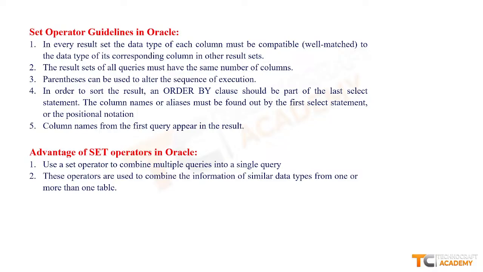Whatever result we get will be from the first query. So whatever column names are used in the first query, the same names will be used in the results as well. So whenever we are giving an order by clause, we'll use the first query's column names, but it will be given at the end of the set, like at the last query.